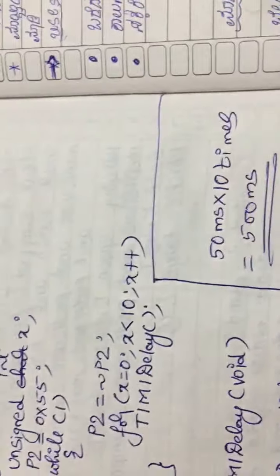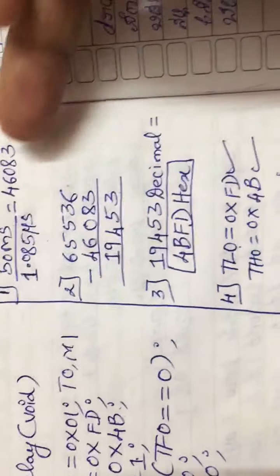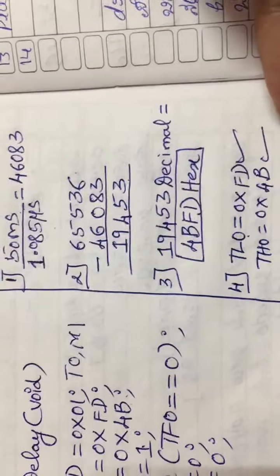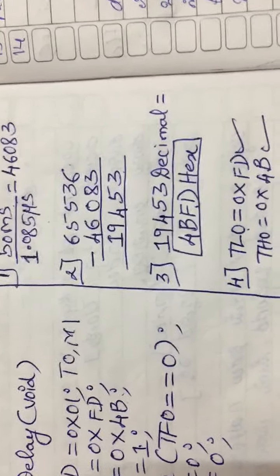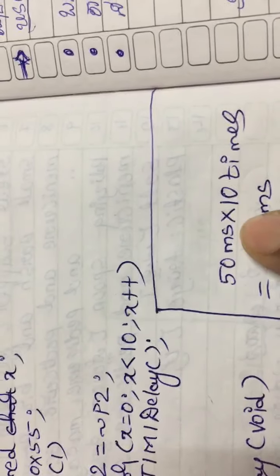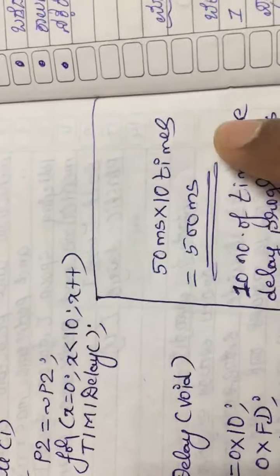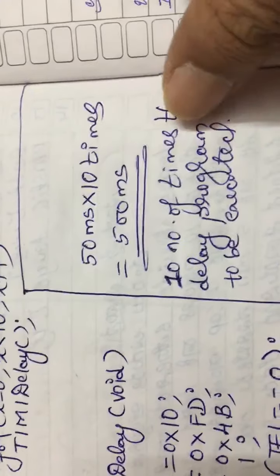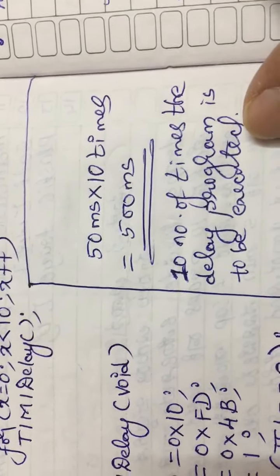Now the question is for 500 milliseconds. It's very simple. You can take 500 separately and go with these same steps. Or one more thing we can do is, we have 50 milliseconds, so if I multiply this 50 milliseconds 10 times, then I will get 500 milliseconds. So 10 will become the number of times the delay program is to be executed.